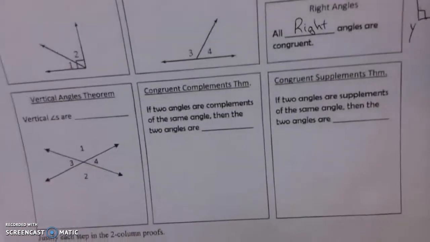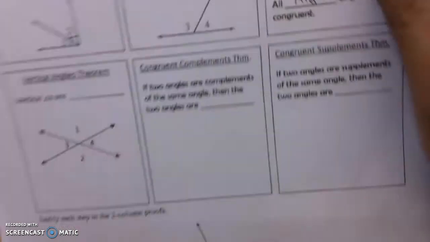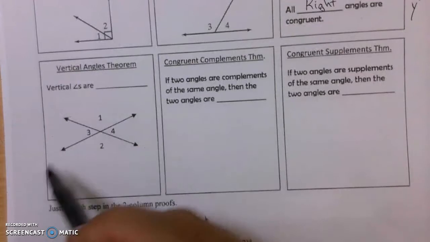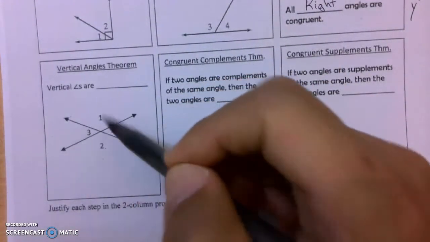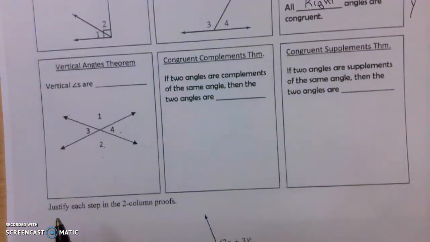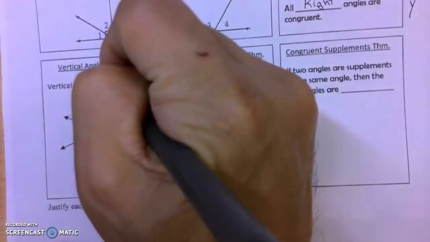Moving down to the second row here, the vertical angle theorem. Whenever you have crisscrossing lines, vertical angles are opposite each other, like 1 and 2, 3 and 4. Those are vertical angles. But now we actually have a theorem based on it. Vertical angles are congruent.